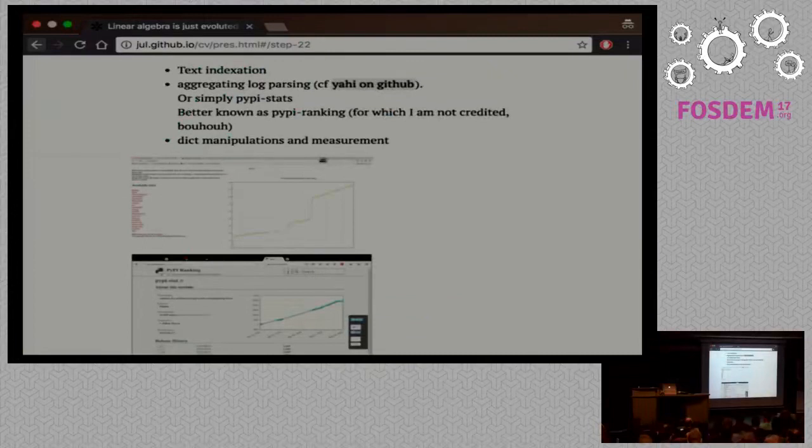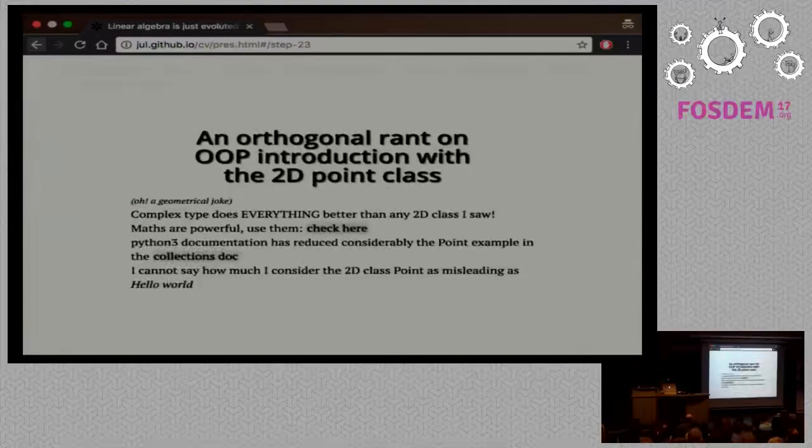So, actual use, text indexation. In fact, it's because of my first mission at a meat merchant's that I knew about it. Log parsing, it's special. Dict manipulation, and oh, another geometrical joke.